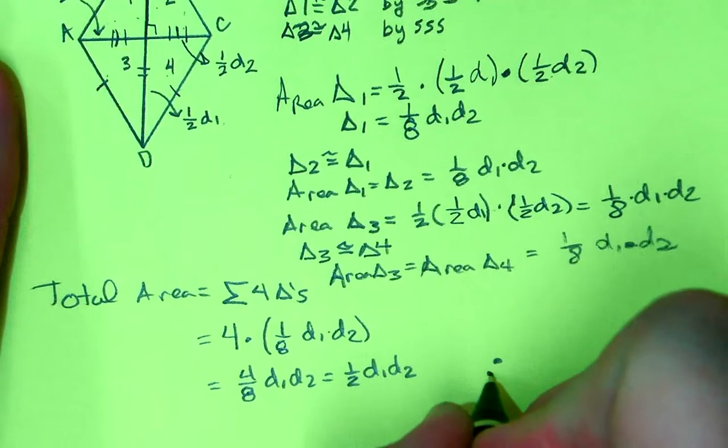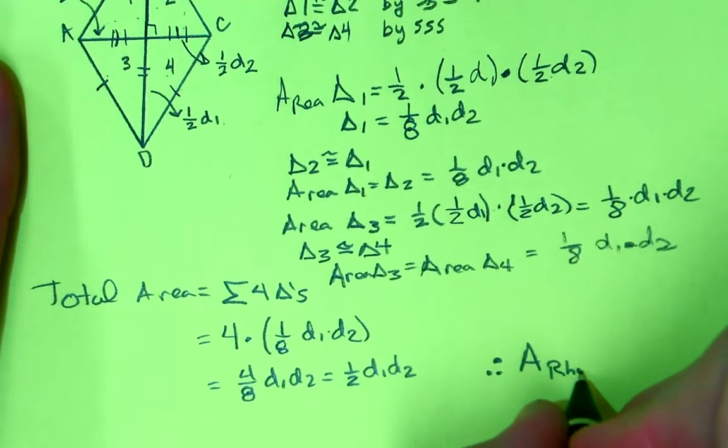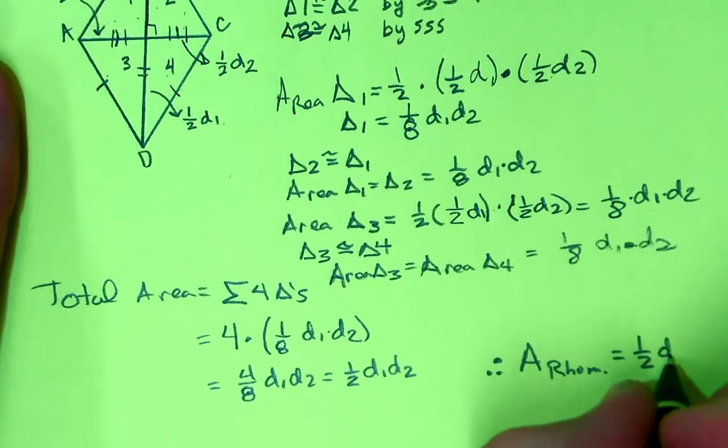So therefore, the area of a rhombus is equal to 1/2 D1 D2.